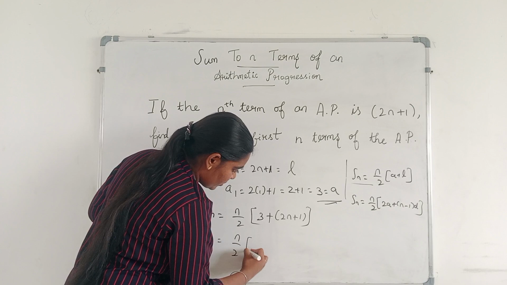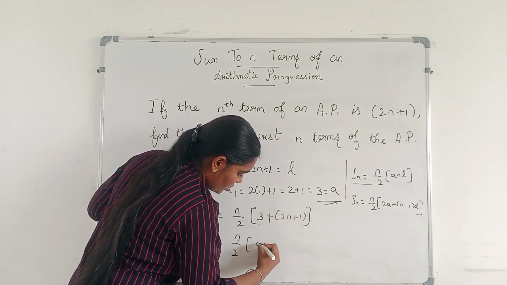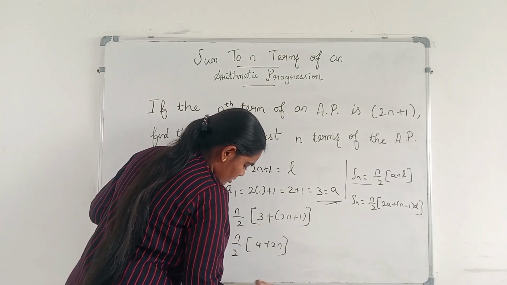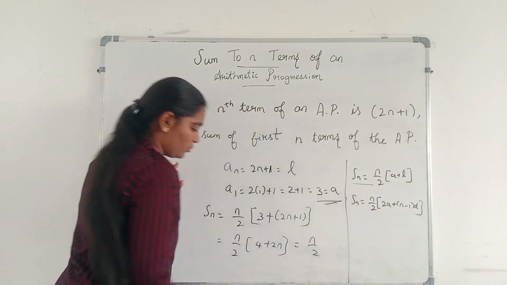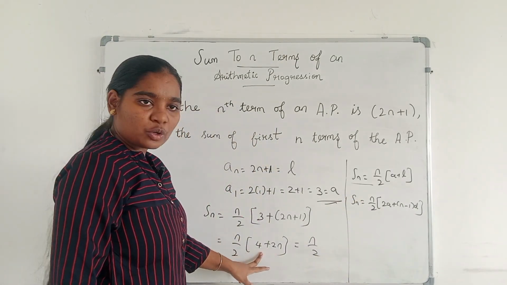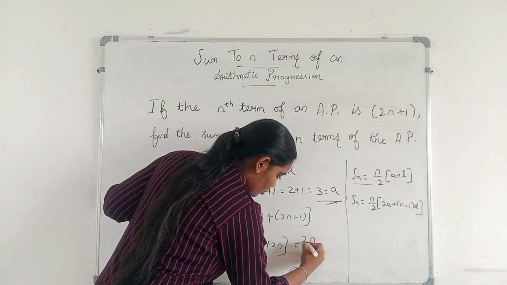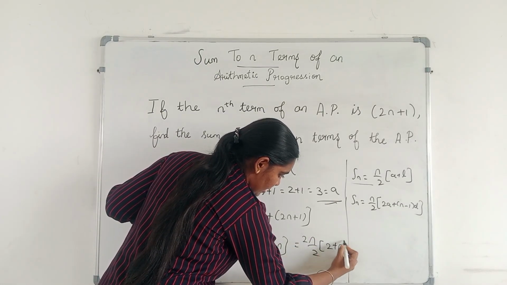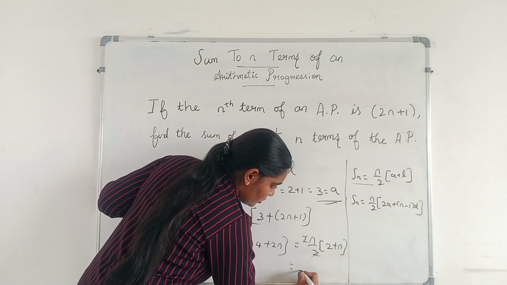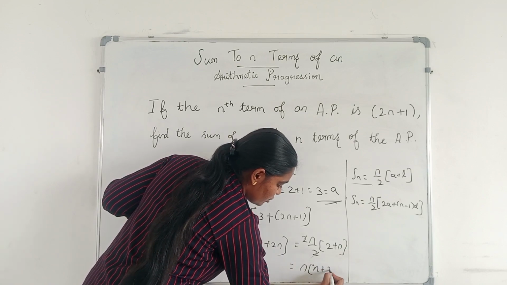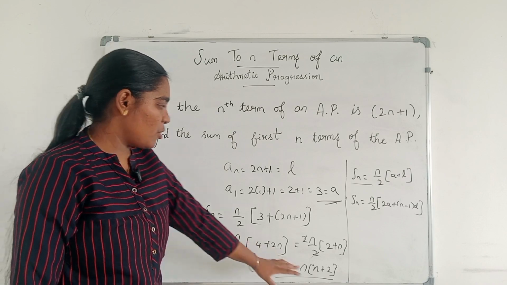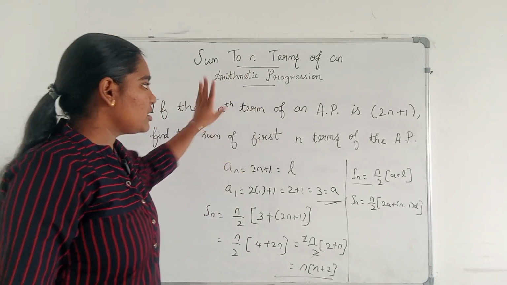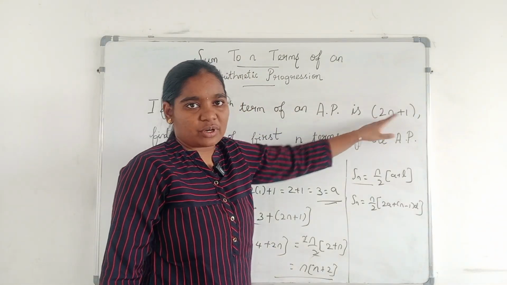n by 2 into 3 plus 1, 4, 4 plus 2n. Equal to n by 2. Here I can take 2 as common. So, 4 plus 2n means 2 into 2 plus n. 2 will be cancelled out. So, Sn equal to n into n plus 2. This is the sum of n terms for this arithmetic progression.